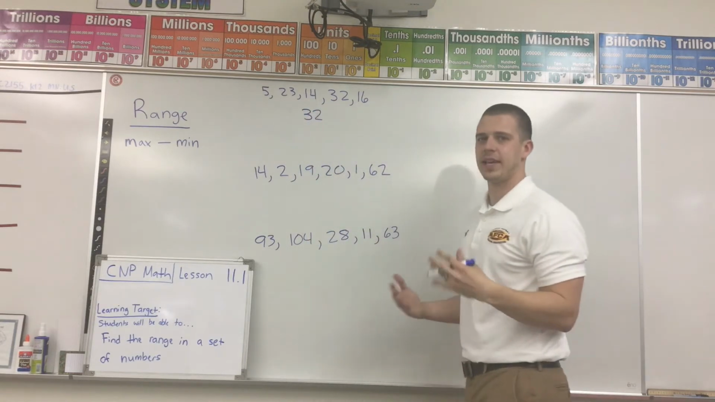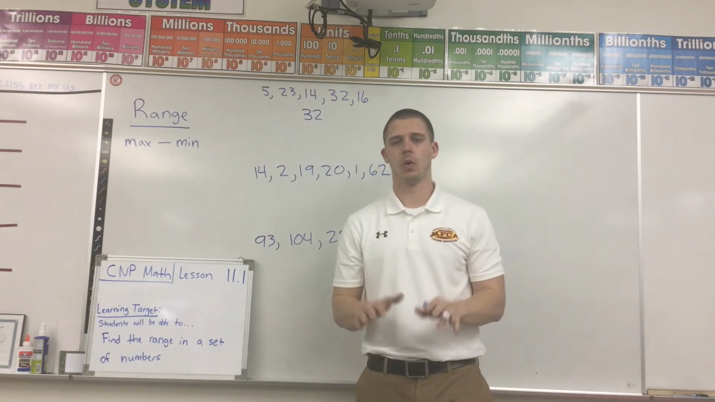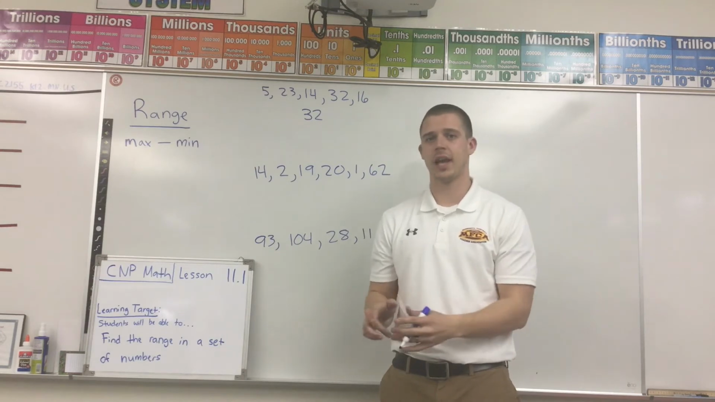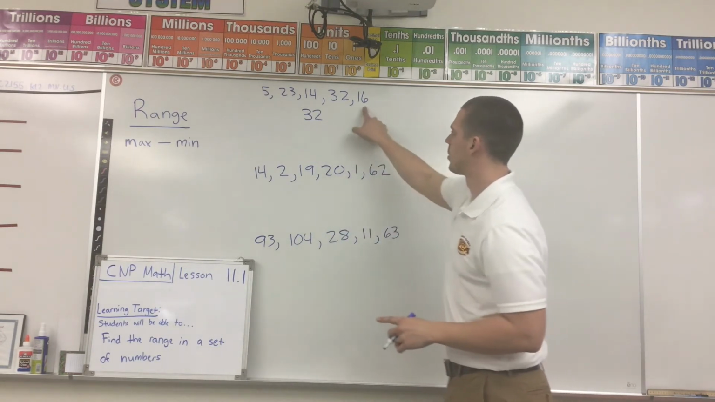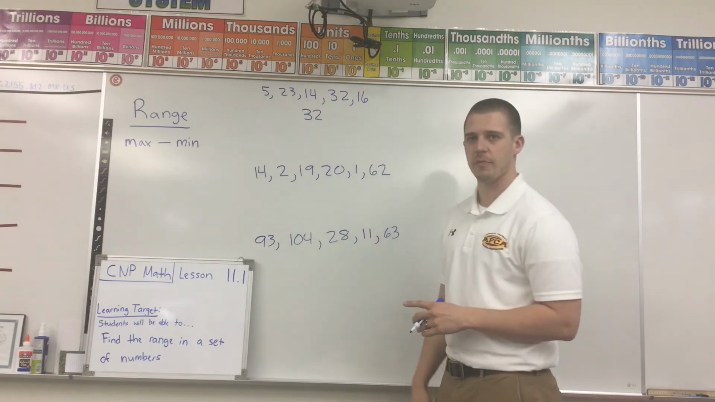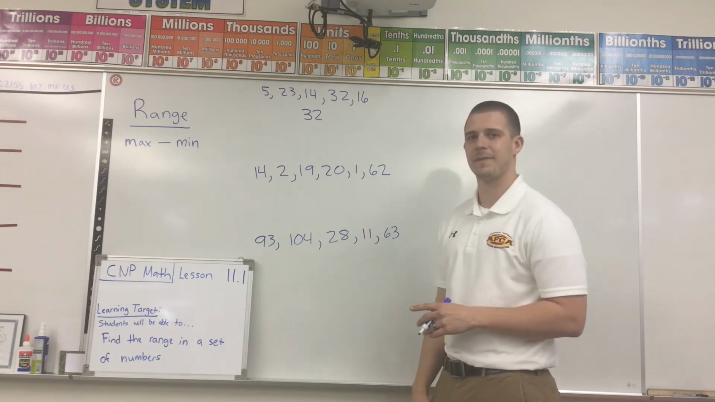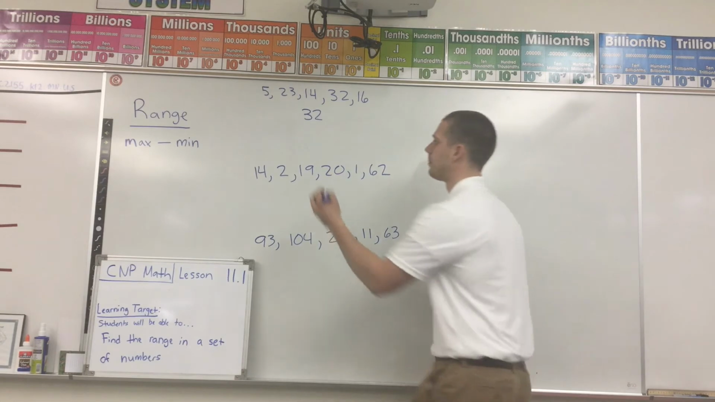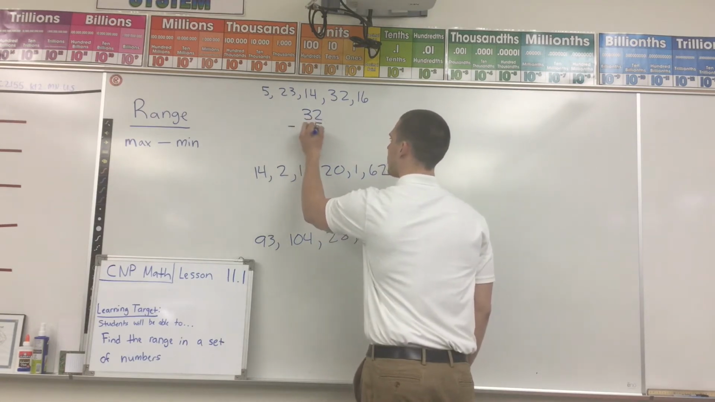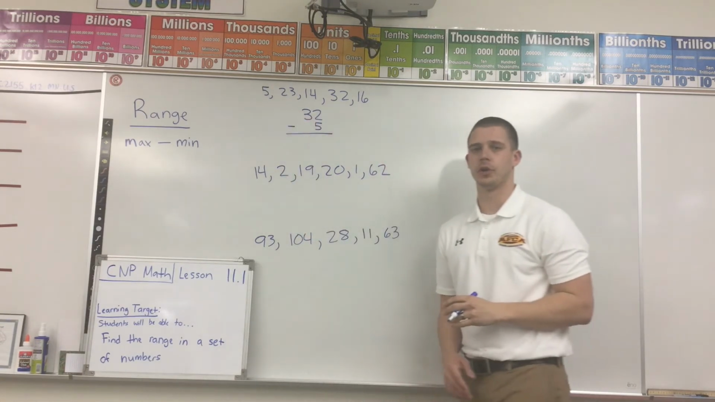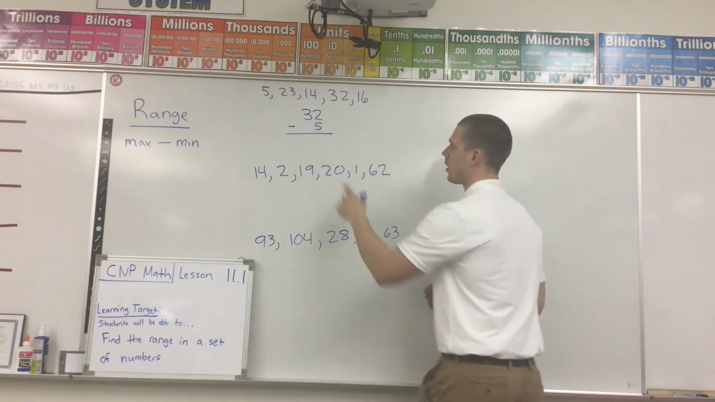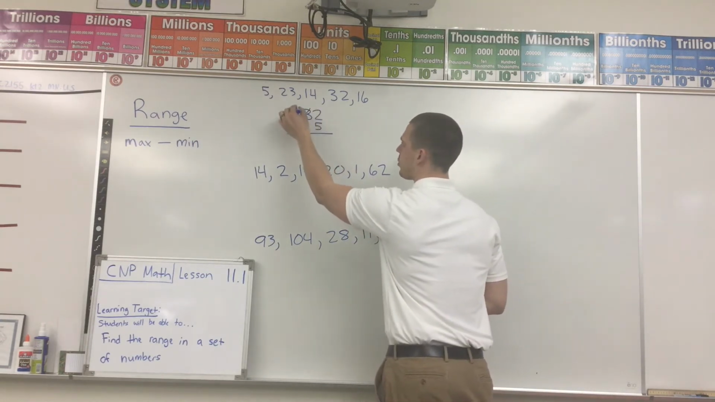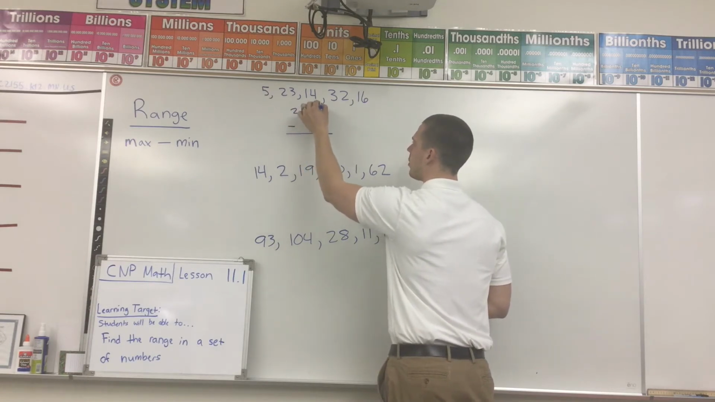Now we need to identify the smallest number, or the minimum, and subtract that from our maximum. If you look at this set of numbers, the smallest number, or the minimum, is going to be 5. So we are going to take 5 and subtract it from 32. Now we can just go right ahead and subtract like we know how to do. Can't subtract there, so we are going to borrow and regroup.